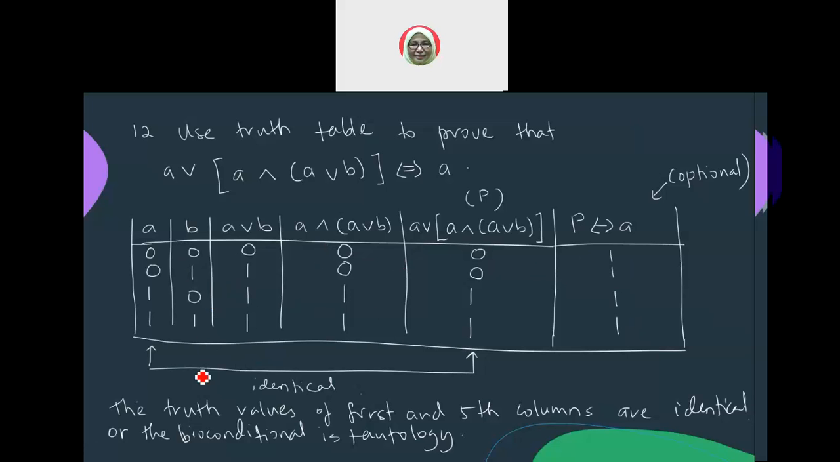So the conclusion here: the truth values of the first column and the fifth column are identical. Therefore, the statements are logically equivalent, and you write this statement. Or you can also write the conclusion that the biconditional is a tautology, therefore write this statement.